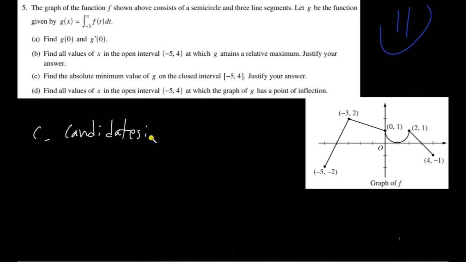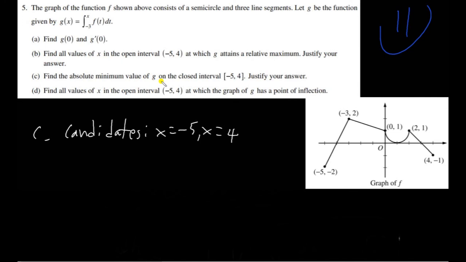So whenever you're dealing with absolute extrema, two of your candidate points are always going to be your endpoints. So x equals -5 is a candidate point, x equals 4 is a candidate point. In addition, if you're dealing with the absolute minimum, then your other candidate points are your relative minimum. If you want to find the absolute maximum, more candidate points are your relative maximum. So since we want to find the absolute minimum, we need to also look for the relative minimum to put as our candidate points.